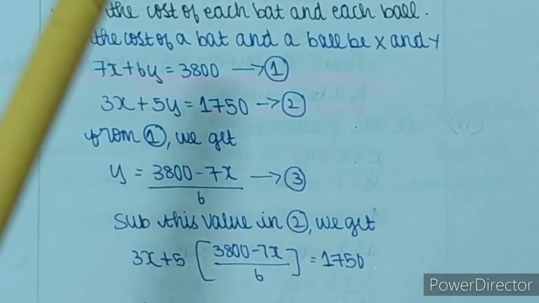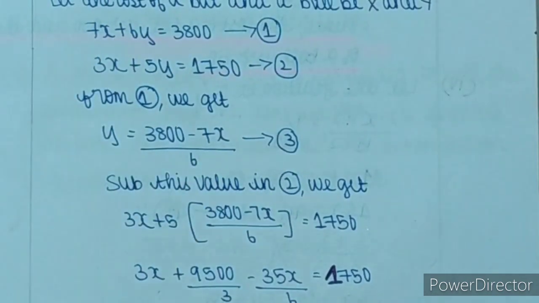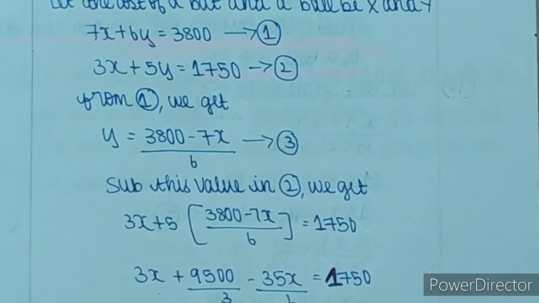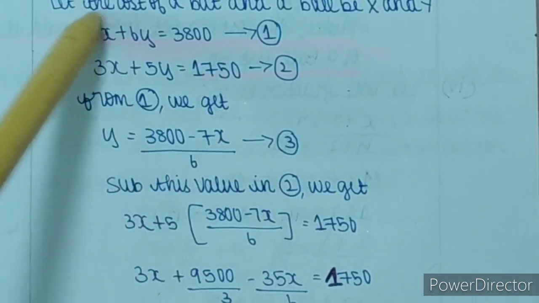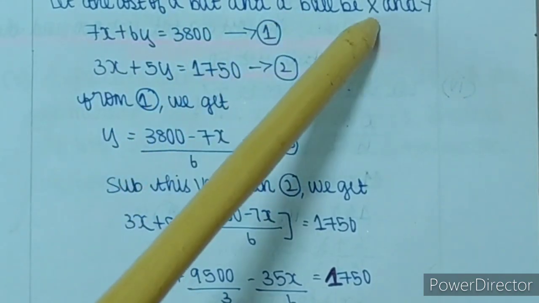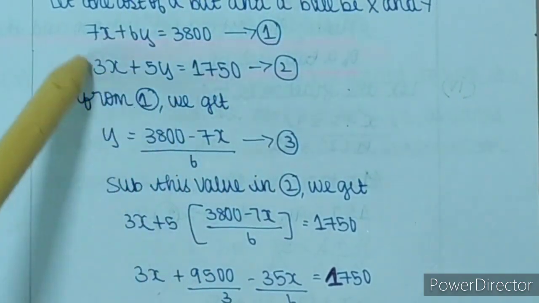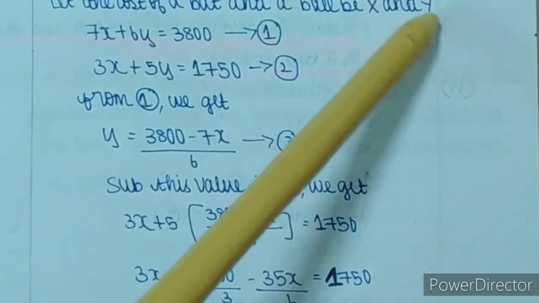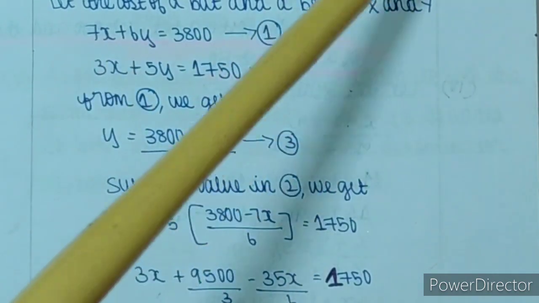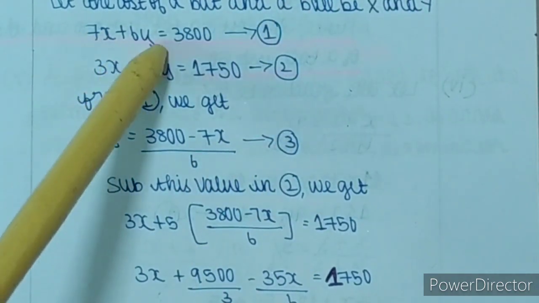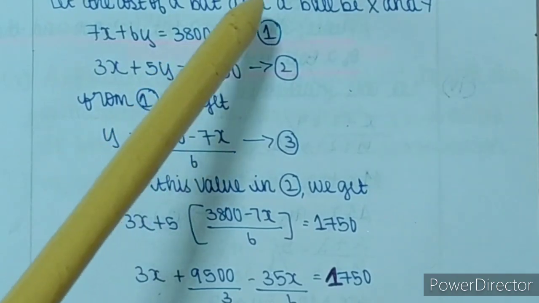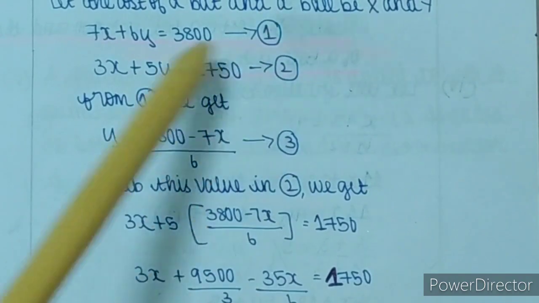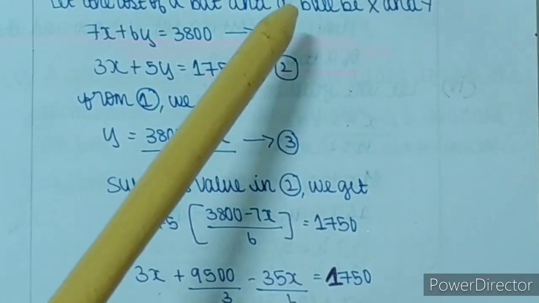Now, from the statement, 7 bats and 6 balls is equal to rupees 3,800. We need to find the value of a bat and a ball each. So, we have denoted that the cost of a bat is x. So, 7 bats means x into 7 plus ball, y, means y into 6 balls. So 7x plus 6y is equal to total cost rupees 3,800. This is the first equation. In the same way, 3x plus 5 balls means 5y is equal to 1,750. This is the second equation.